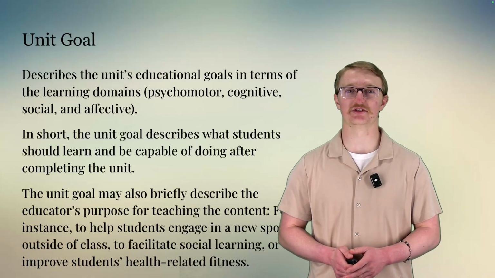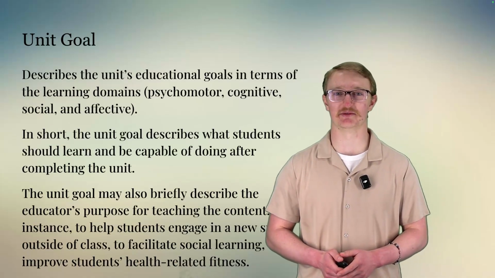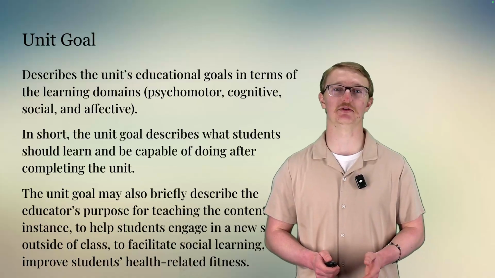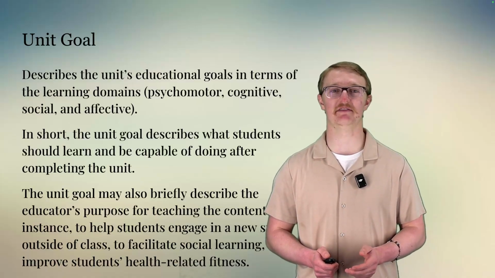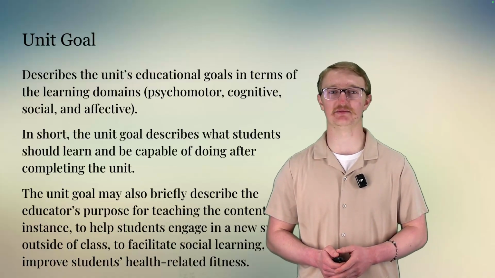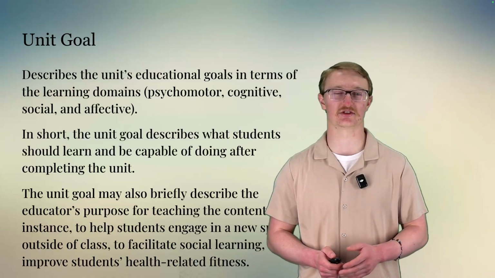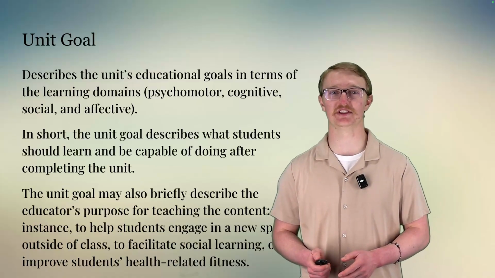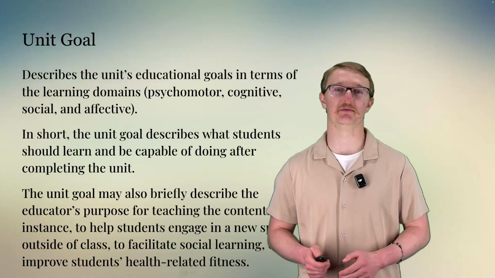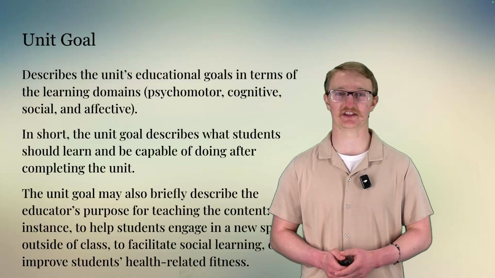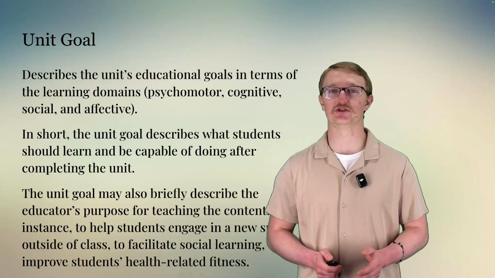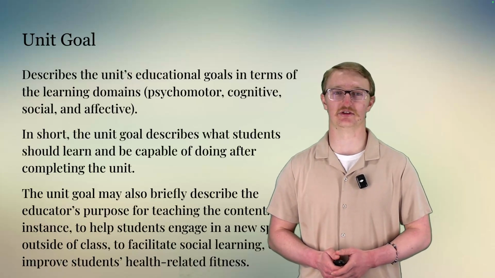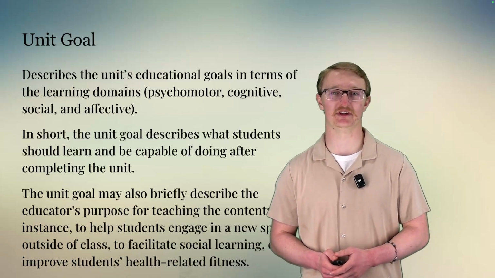The unit goal describes the unit's educational goals in terms of the 4 learning domains: the psychomotor, cognitive, social, and affective learning domains. The skills to be learned in each domain are briefly described. For example, a unit goal might state that a student will learn foot dribbling skills, offensive spacing, and communication to effectively participate in small-sided soccer games. In short, the unit goal describes what students should learn and be capable of doing after completing the unit.